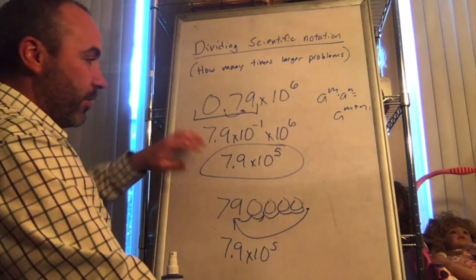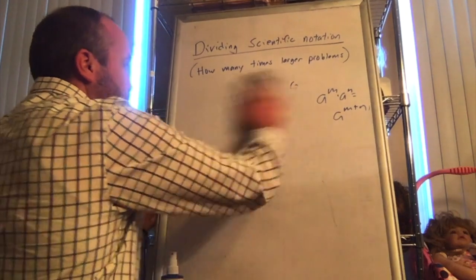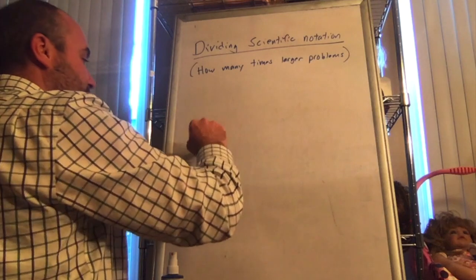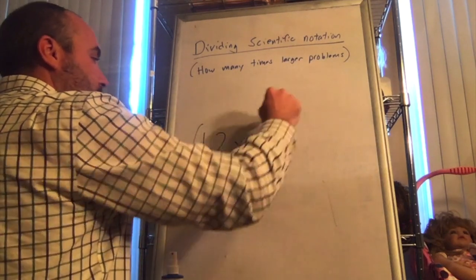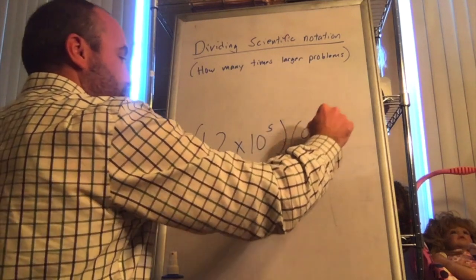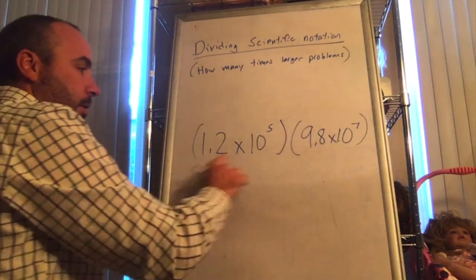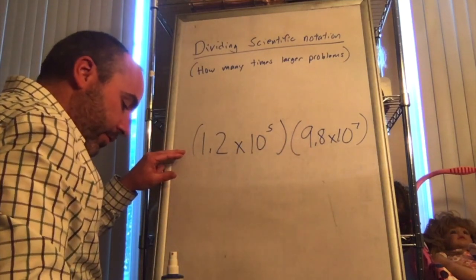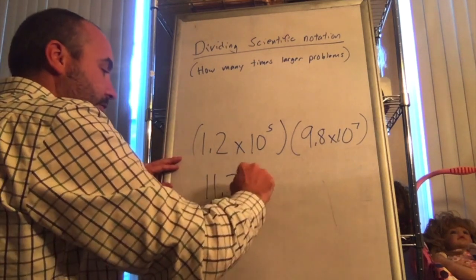I also went over a little bit how to multiply in scientific notation. While I'm here, let's just do a quick example. So if you ever had to multiply scientific notation, say 1.2 times 10 to the 5th, and then we're going to multiply that by 9.8 times 10 to the 7th. All right, I multiply the coefficients just like before where I divided. So 1.2 times 9.8, that gives me 11.76.